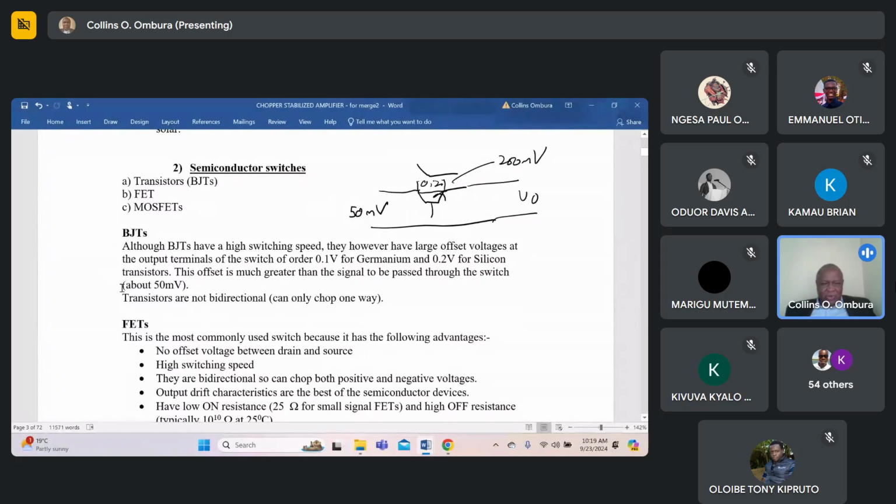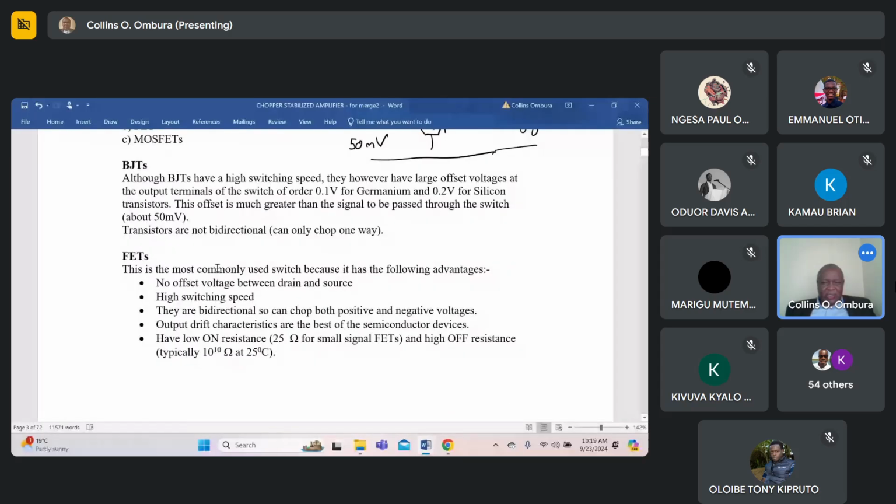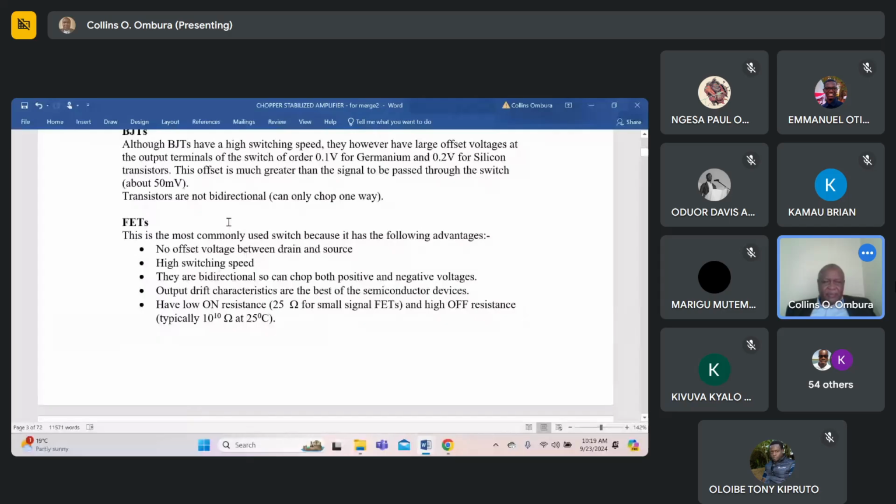So we read these notes about the BJTs last time. Now, the next switch that is commonly used is the FET, or the field effect transistor. The field effect transistor is used because it has the following advantages. Number one, there is no offset voltage between the drain and the source. If you remember the characteristics of the FET, they pass through the origin. They pass through the origin.